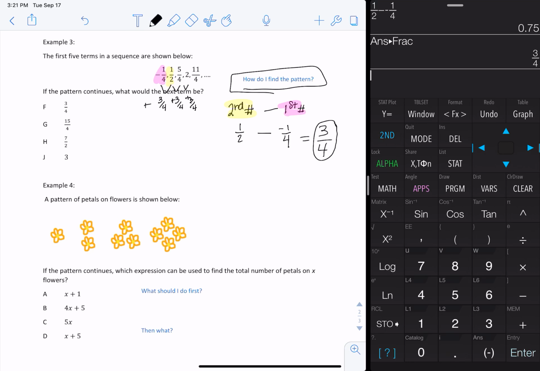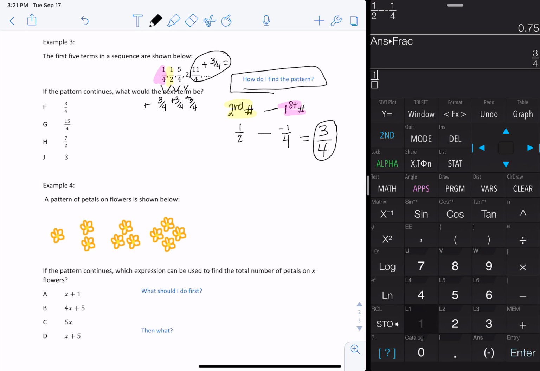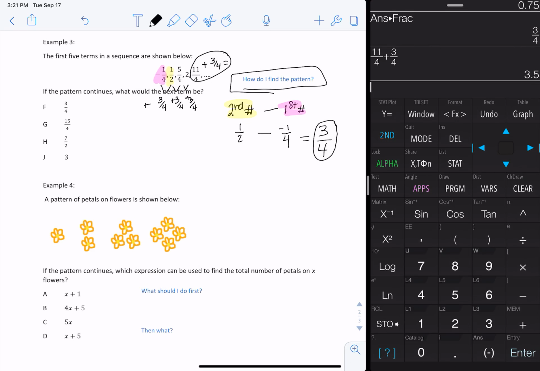If I want to know the next term, then I'm going to take this 11/4 and I'm going to add 3/4 to it, and that will give me the next term. So find the pattern and then add it to the last one. So if I have 11/4 plus 3/4, the next number I have is 3.5, or change that to a fraction, 7/2.